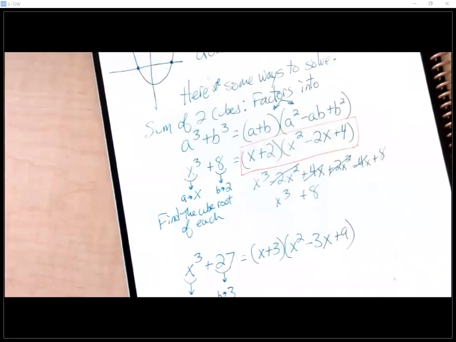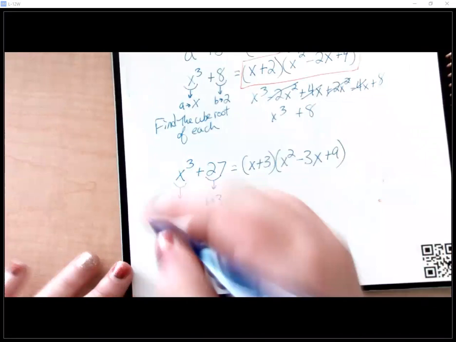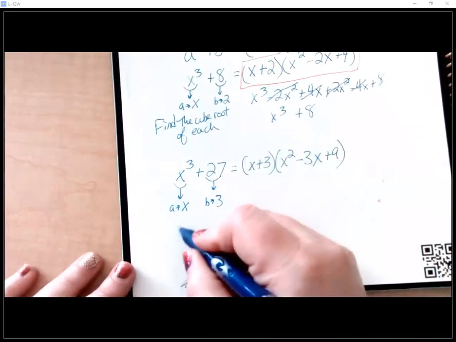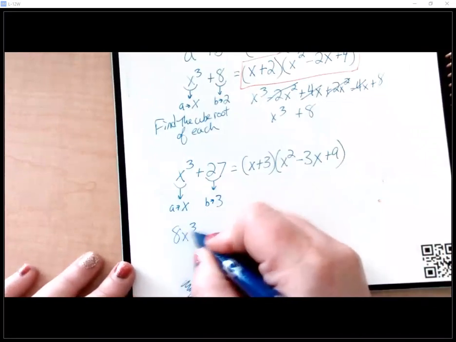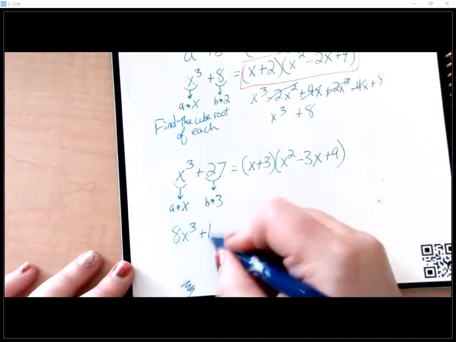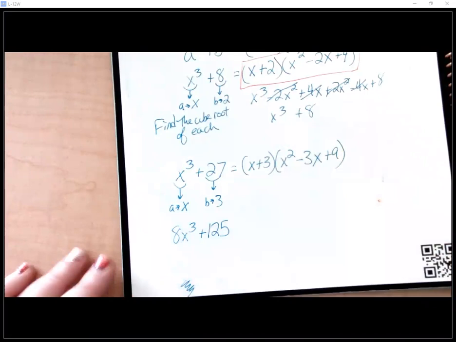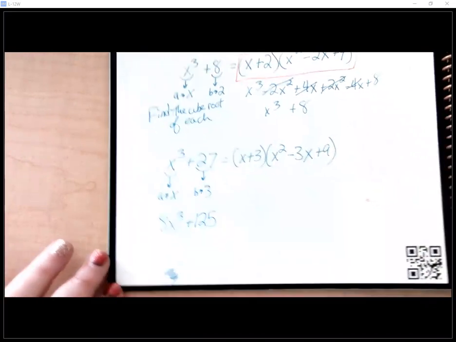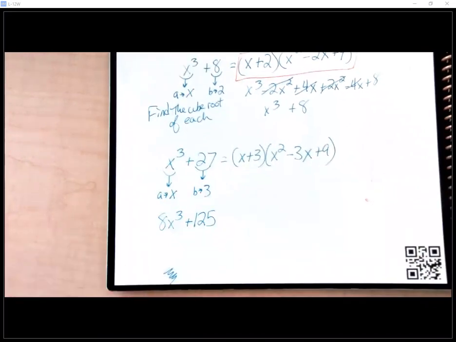All right, let's do, how about 8x cubed plus 125. So again, start by figuring out what the cube root of each term is. Whatever that cube root is, that's what you're going to pop into the formula for A and B.